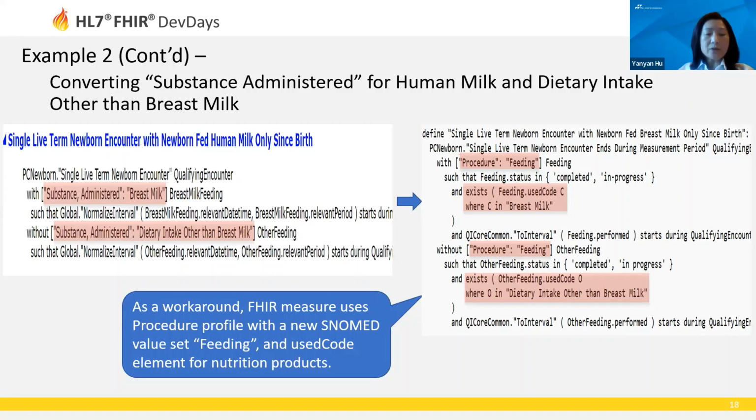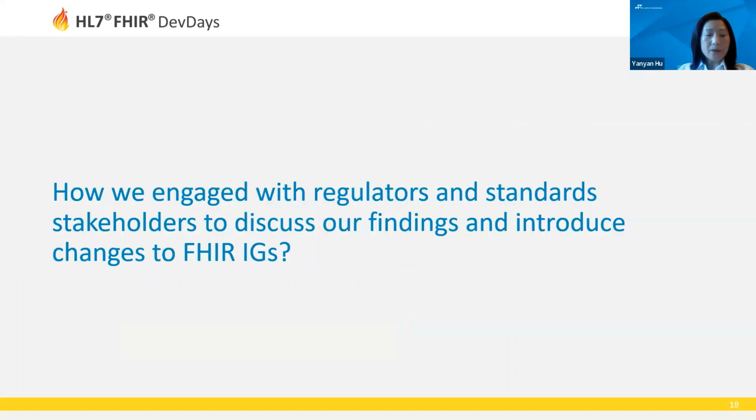These data elements are usually documented in the feeding flow sheets or intake output records. As mentioned earlier, due to a lack of an appropriate FHIR resource, we use procedure for the feeding action and use the code to capture breast milk and the other feeding as a workaround.